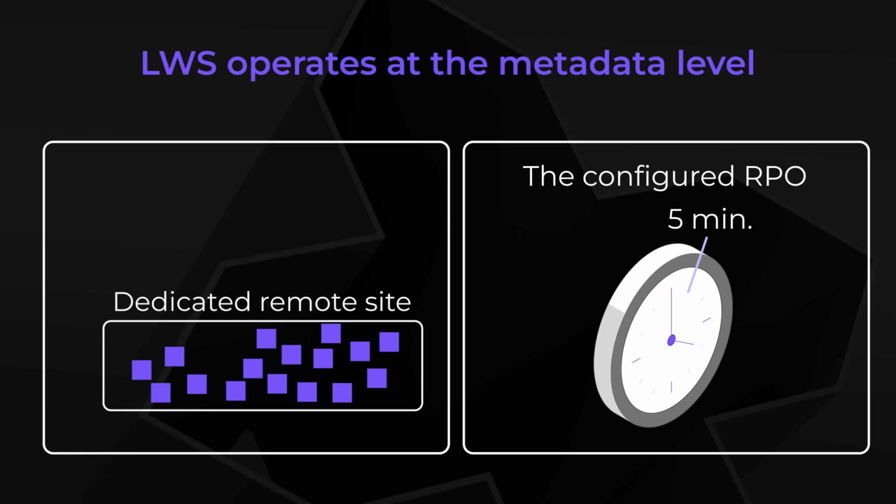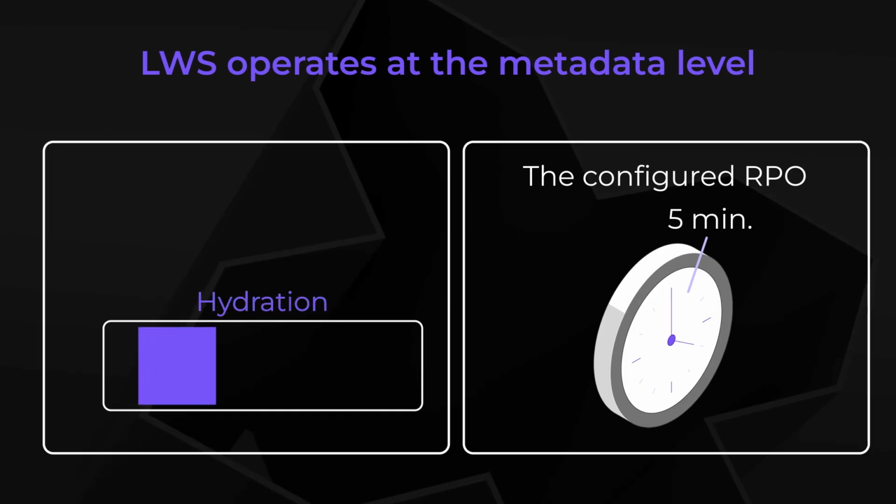These lightweight snapshots are stored in a dedicated store at the remote site. The incoming LWS data is then consolidated into full regular snapshots in a process known as hydration. This makes the replicated data valid and usable for recovery.